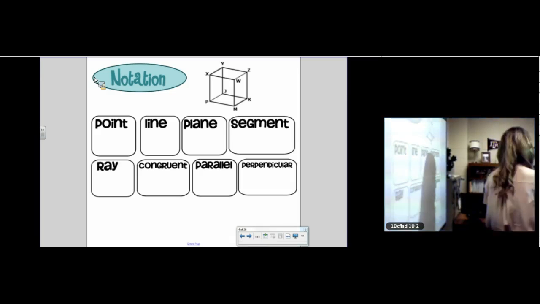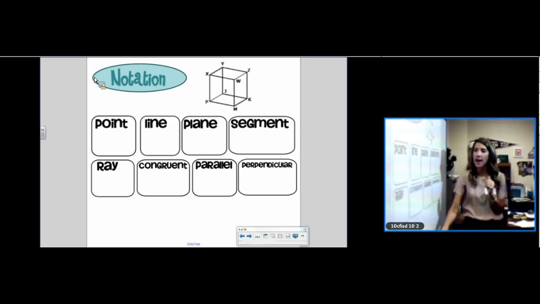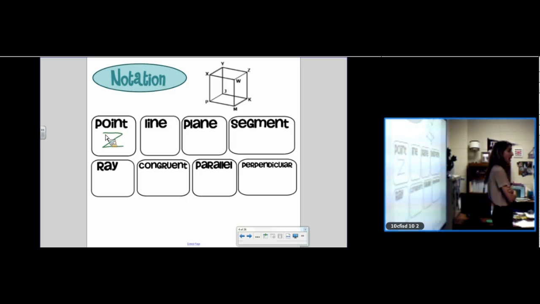Talk about notation. Notation just means that you're writing things correctly. Like in English, there's a certain way that you write things, like you put a subject and then a verb, there's a certain order. Same with geometry. So raise your hand if you can remember how you're supposed to name a point. Capital letter. Any capital letter. Name a point off that picture. Okay, point Z. That's how you name a point, with one capital letter.